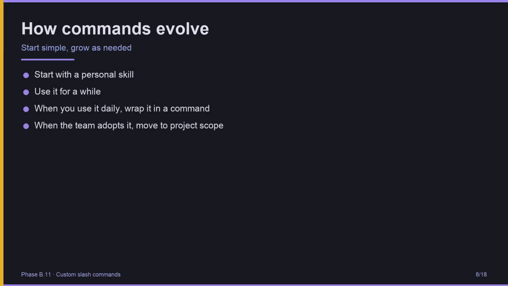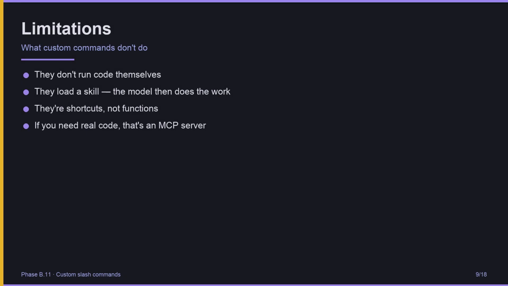How do custom commands evolve? Start with a personal skill, something you find yourself doing repeatedly. Use it for a while. When you use it daily, wrap it in a command. When the team starts using it too, move it to project scope so everyone gets it. Skills and commands grow organically. Don't over-engineer upfront.